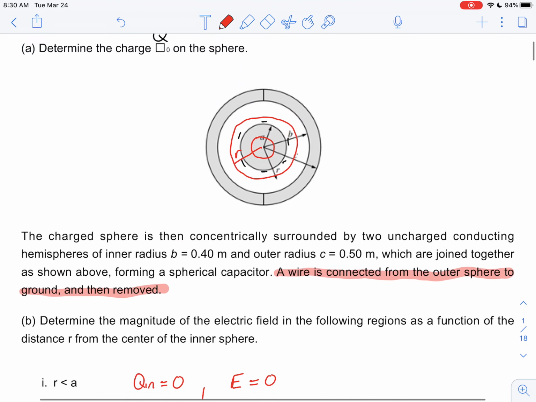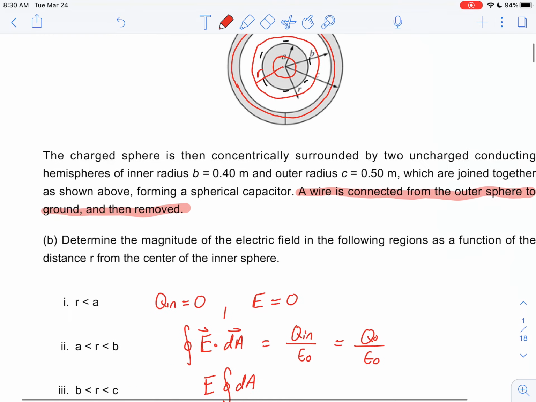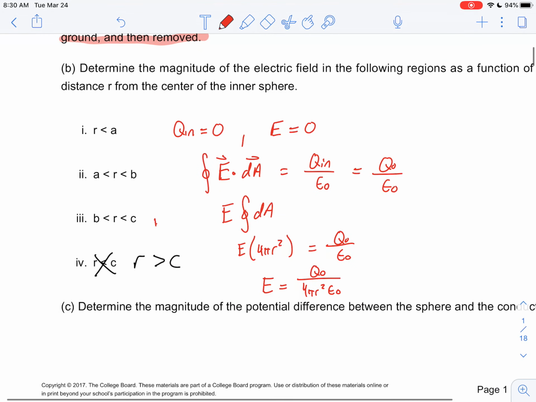All right, part 3, in the region R greater than B and less than C. That's this region right here. Same reasoning as before. We're now inside a conductor, which means the electric field has to be 0. So we can just say E equals 0 for part 3.